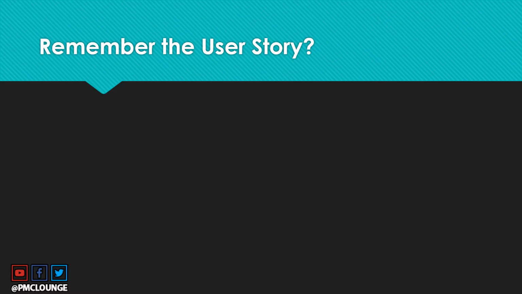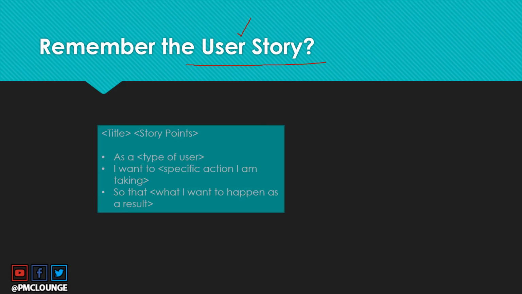Okay, so do you remember user story? Like I said, it's the second link in the description if you don't remember it. Now, this was an example user story, a template of a user story that we discussed in that video. The user story has a title, it has story points, and then it has three things: as a type of user, let's say as a customer, I want to, whatever you want to do, so that what should be the end result.